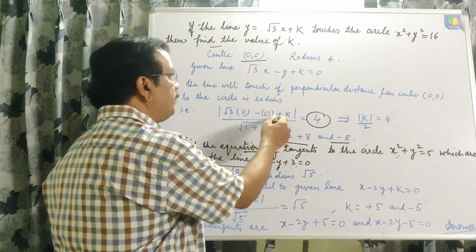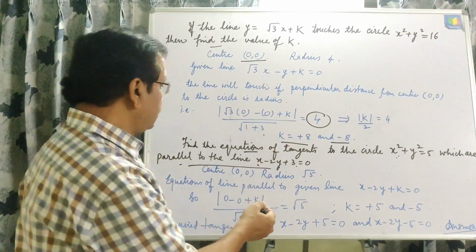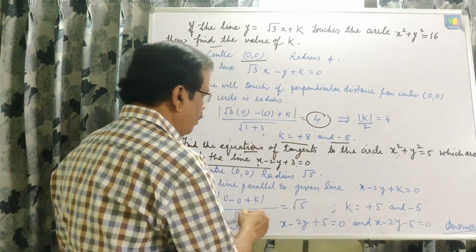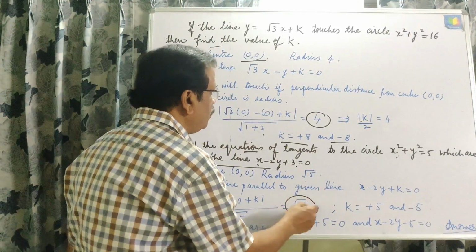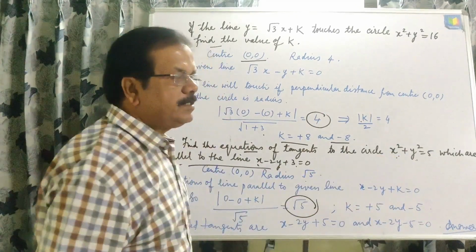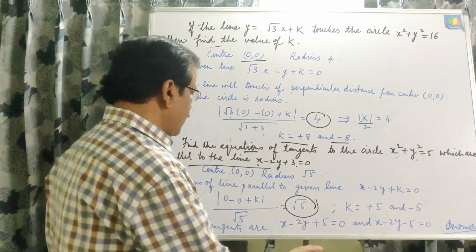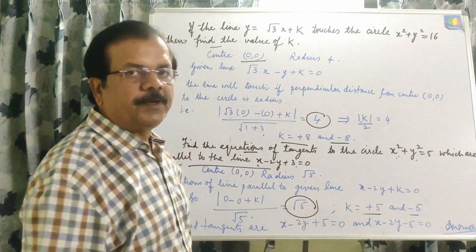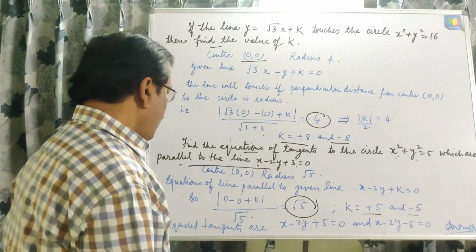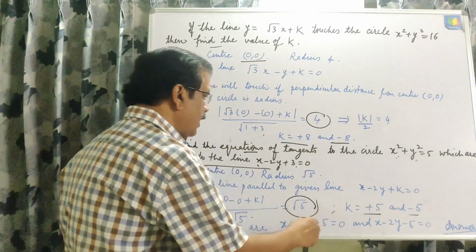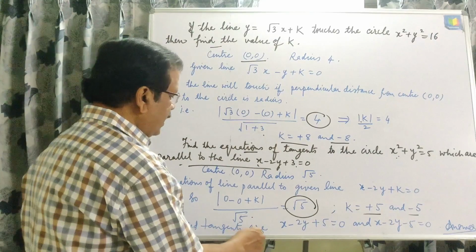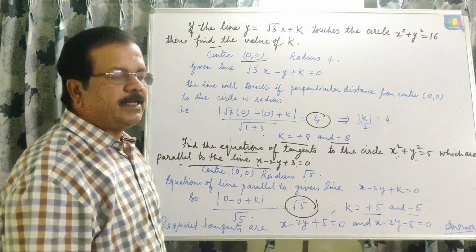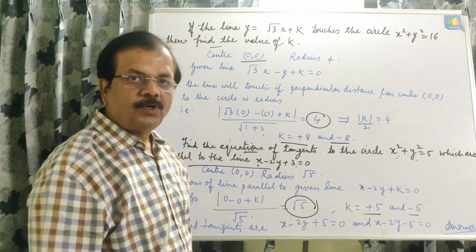Then following the same way, because this is the single method using tangent, 0 minus 0 plus k upon root 5 is equal to root 5. Radius of circle is root 5, and this way we are getting k is equal to plus 5 and minus 5 after opening the mod of k. And so substituting these two values of k, the required tangents are x minus 2y plus 5 is equal to 0 and x minus 2y minus 5 is equal to 0.